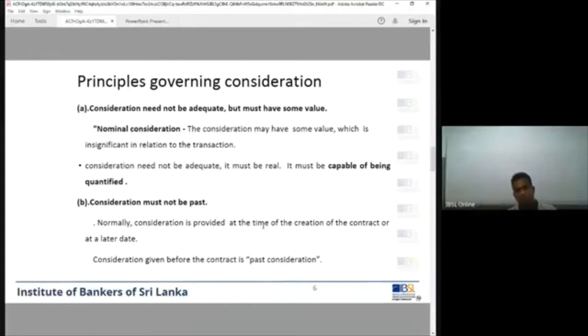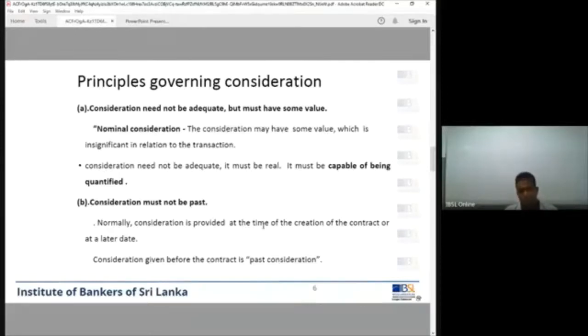My friend paid 3 million. So that is a reasonable or good value paid. So therefore the contract is valid. Contract is valid. Then the next one, nominal consideration. The consideration may have some value which is insignificant in relation to the transaction.